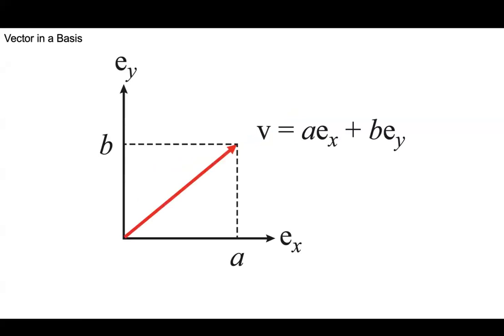In this graph, we have a two-dimensional space spanned by the two vectors in the x and y directions, ex and ey. Here, our basis consists of these two vectors called basis vectors. Our vector v, depicted here by the red arrow, can be written as a linear combination of ex and ey, with a being associated with ex and b being associated with ey.